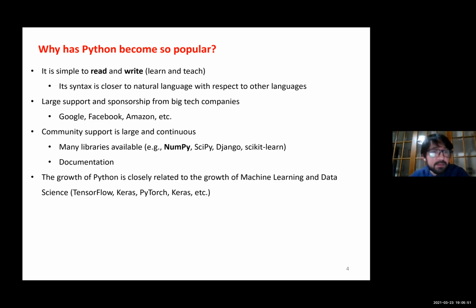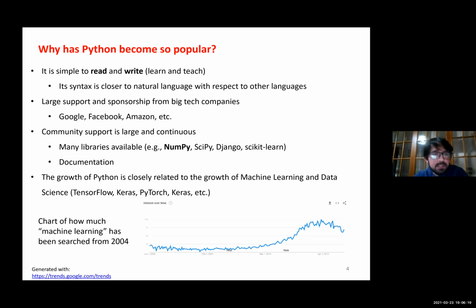The growth of Python is also closely related to the growth of machine learning and data science. So for example, tools like TensorFlow, Keras, PyTorch, I put Keras twice, they started growing because Python was such an available tool. And then, for example, Google started developing their own tools on Python. And that's how TensorFlow was born.